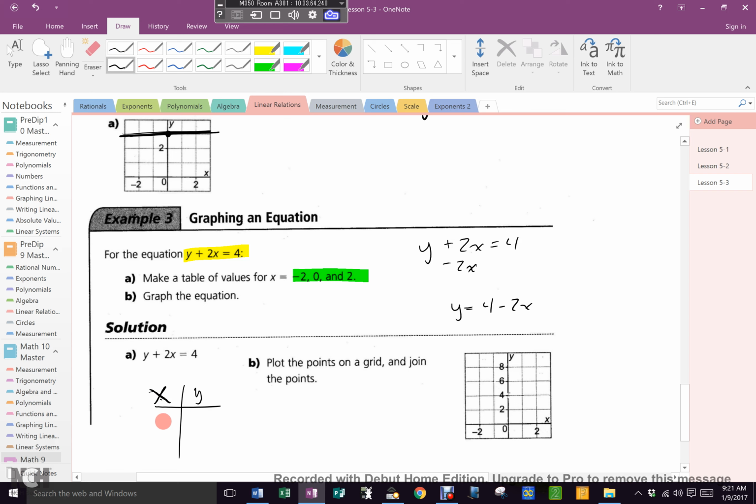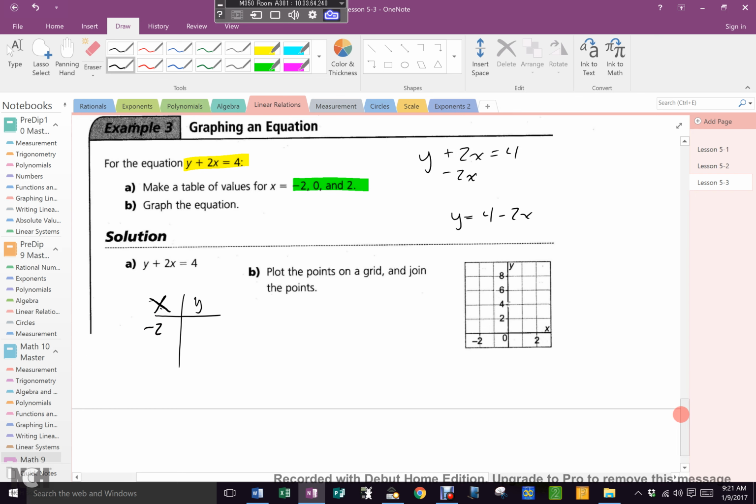It doesn't matter, you can use any one. I'm going to use negative 2 because that would be the first thing we see if we're counting. What letter does that negative 2 represent? x. So this first one is going to be 4 minus 2 times, but not x anymore. What is really going there? Negative 2. What's negative 2 times negative 2? 4. So it's 4 plus 4, which is 8.